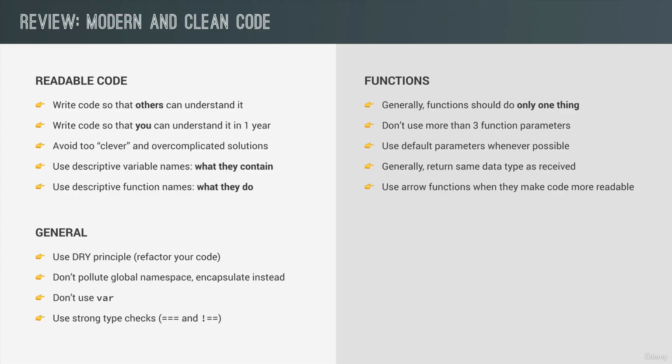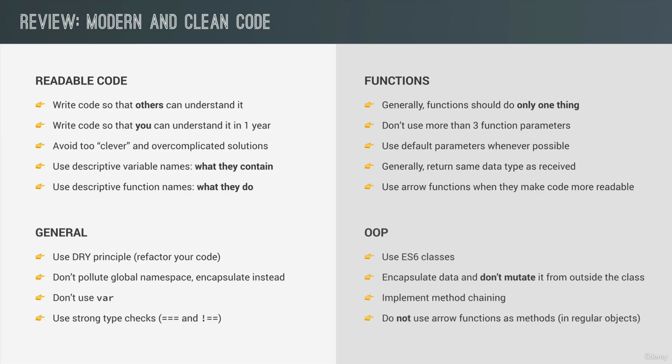And now, after functions, our next topic is object-oriented programming. In my opinion, in order to implement OOP in JavaScript, you should now use ES6 classes. And that's also what I did after our OOP section, right? Now, when designing your classes, make sure that you encapsulate any data that shouldn't be accessible from the outside so that you don't mutate that data from outside the class.